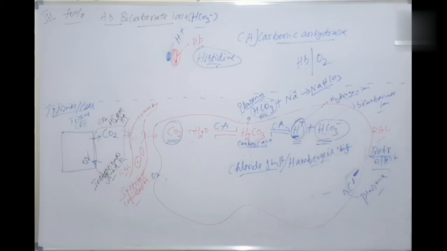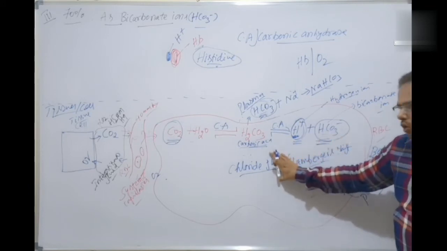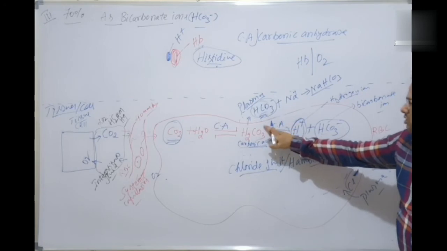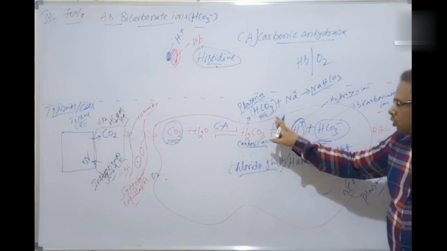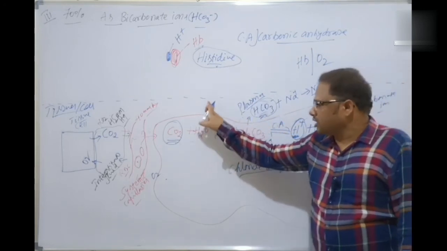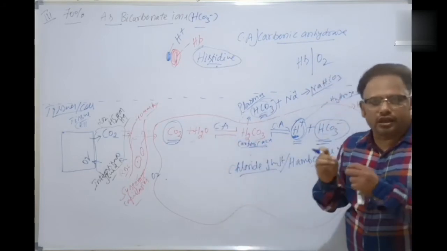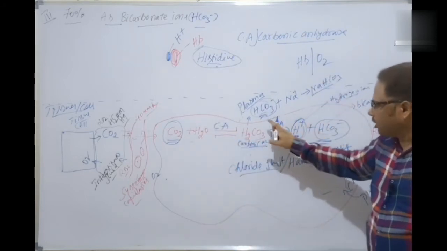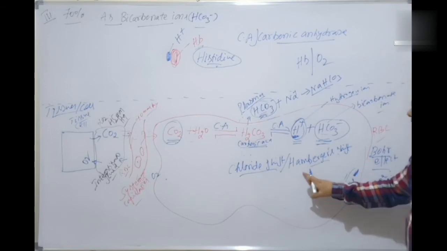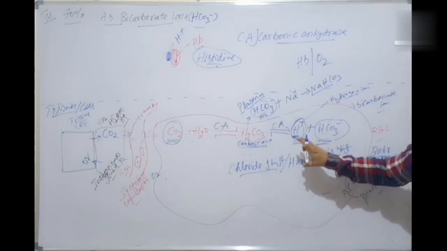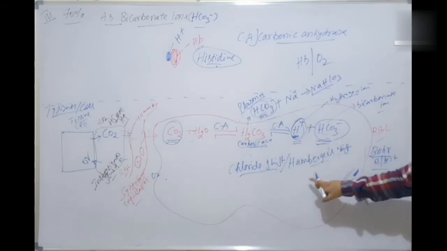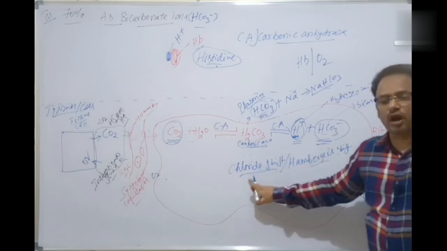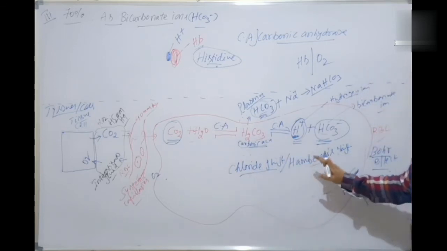Clear, students? Why do the chloride ions have to move? Because some of the bicarbonate ions, HCO3 minus ions, are moving across the plasma membrane into the plasma. Then it upsets the electrolyte or ionic equilibrium. That's why some of the chloride ions, in order to maintain this electrolyte balance, have to move inside the RBC, and that is called the chloride shift, Hamburger's shift or Hamburger's phenomenon.